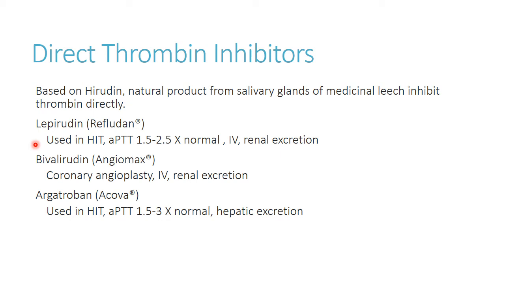Again, the main difference between these drugs is going to be their elimination, where you can see that lepirudin and bivalirudin are going to both be renally excreted. So again, not very good for patients with renal dysfunction. You may want to use something instead like argatroban. And vice versa, if you had really bad hepatic dysfunction, you might use something like bivalirudin instead.